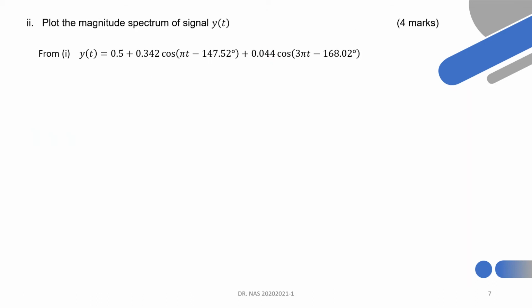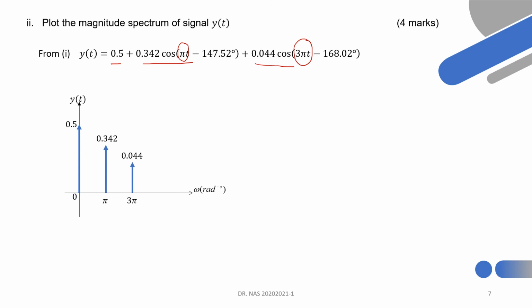So second question, you need to plot the magnitude spectrum for both the amplitude and also the phase. You already have the amplitude here when n equals 0, when n equals 1, and when n equals 3. So this is your omega 1 and this is your omega 3. So plot the magnitude spectrum: this is when n equals 0, omega equals pi, and omega equals 3 pi.